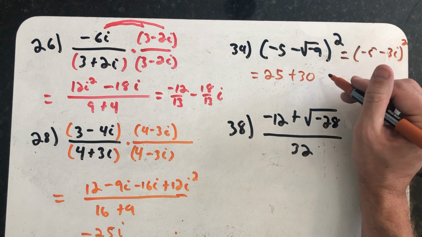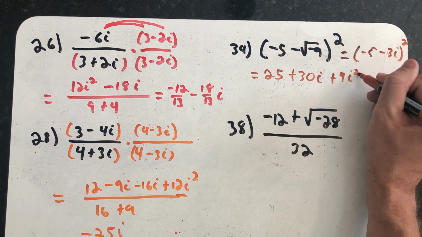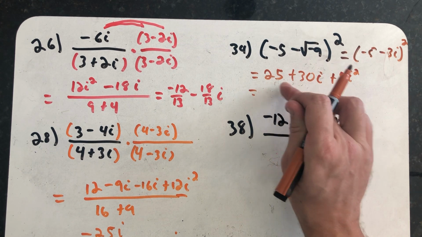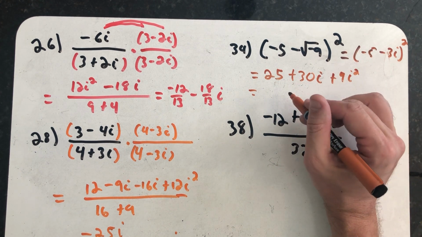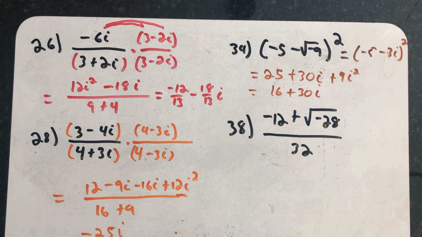And then finally on the end, I'd have plus 9i squared. 25 minus 9 is 16, plus 30i. And just one more problem on this set, and then two more problems out of section 2.1 to go.